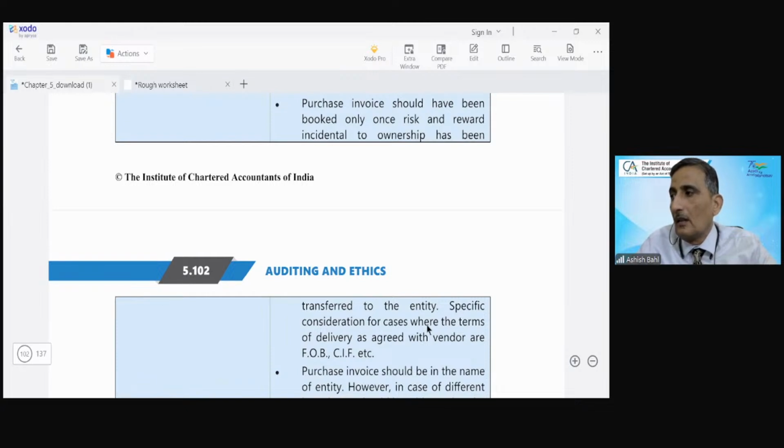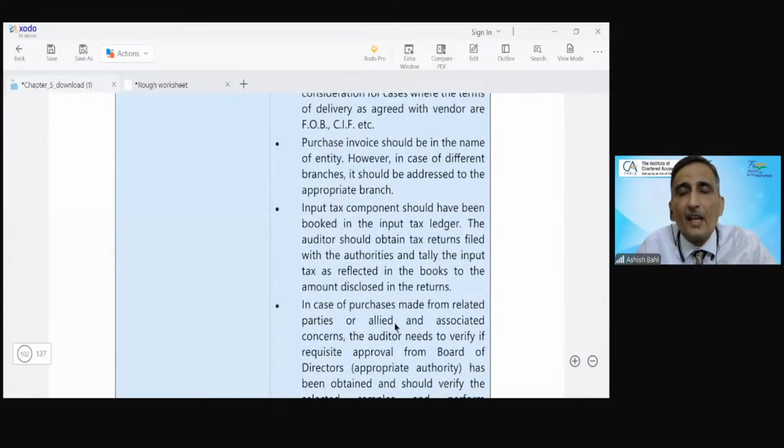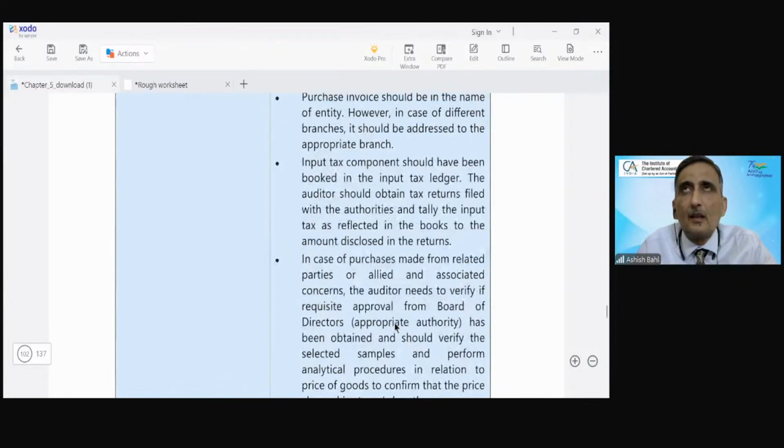Yes, Manoj, I have already explained. And you can verify the GST portal. Same common points as in the case of sales. And input tax credit, ITC, should not be booked in the purchase account. It should be separately booked in a separate account.